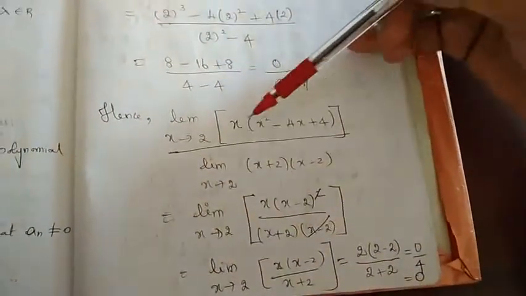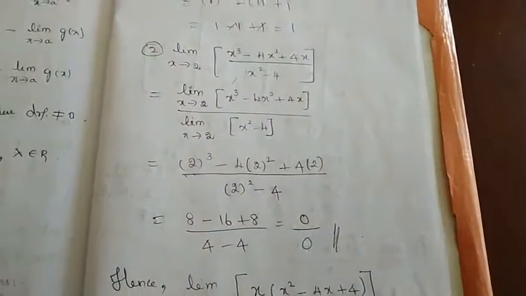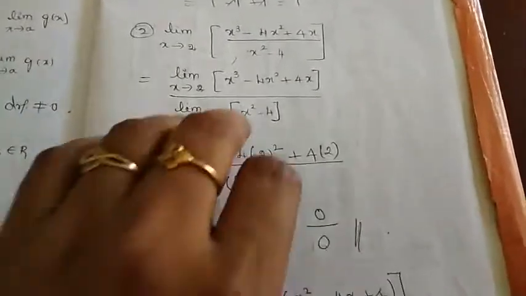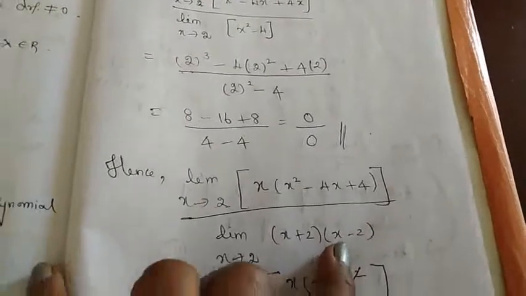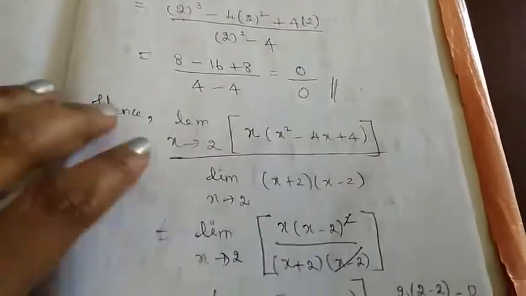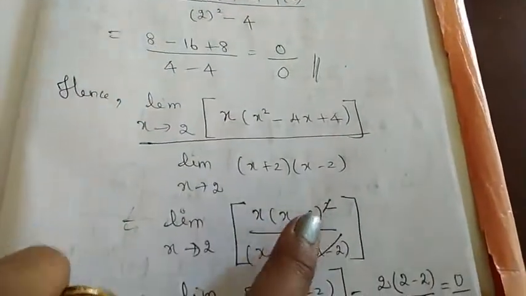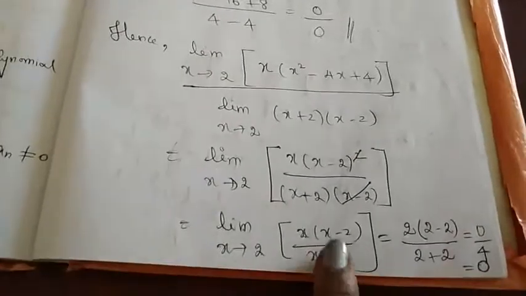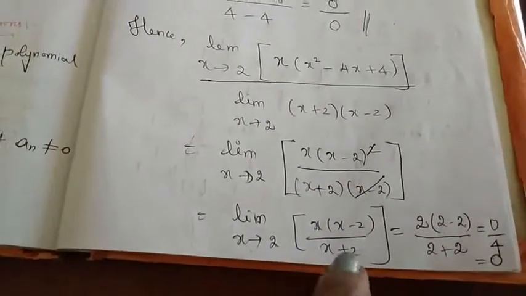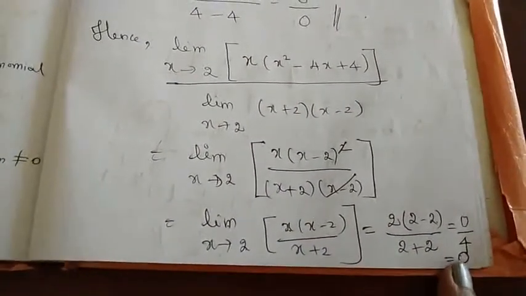So from the numerator we have taken x as common and denominator is x square minus 4, right? We should not get 0 in the denominator, right? So x square minus 4, it can be written as x plus 2 into x minus 2. And the numerator we have taken x common and this can be written as x minus 2 the whole square. So one x minus 2 and x minus 2 will get cancelled. So we got x into x minus 2 divided by x plus 2. Now if we apply the limit, we are getting 0 by 4 which is equal to 0.